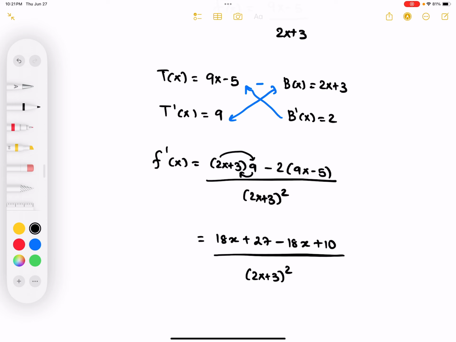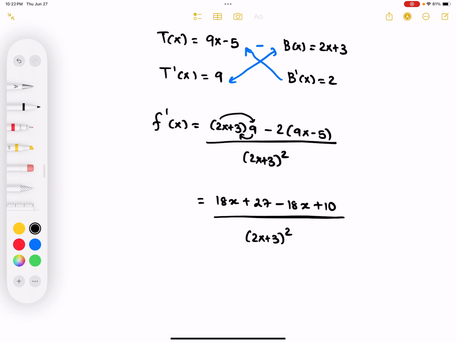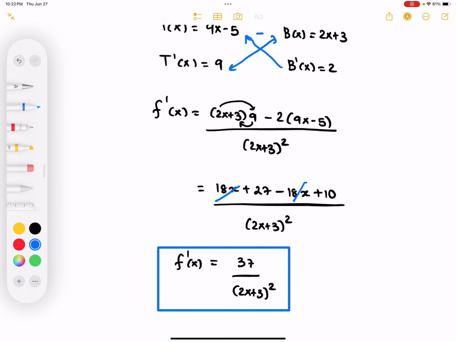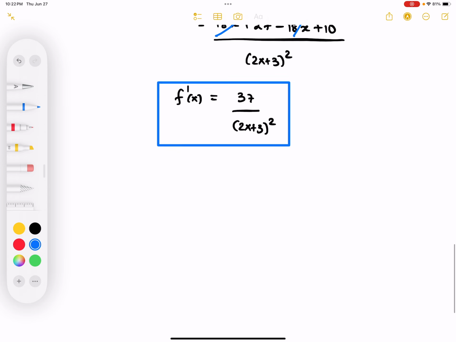Make sure to multiply the negatives carefully, otherwise you make mistakes. When you look at this, the 18x cancels. So 27 plus 10 is 37, and the top is 37 over 2x plus 3 the whole square. That is the derivative of the given function. Let's add more examples.